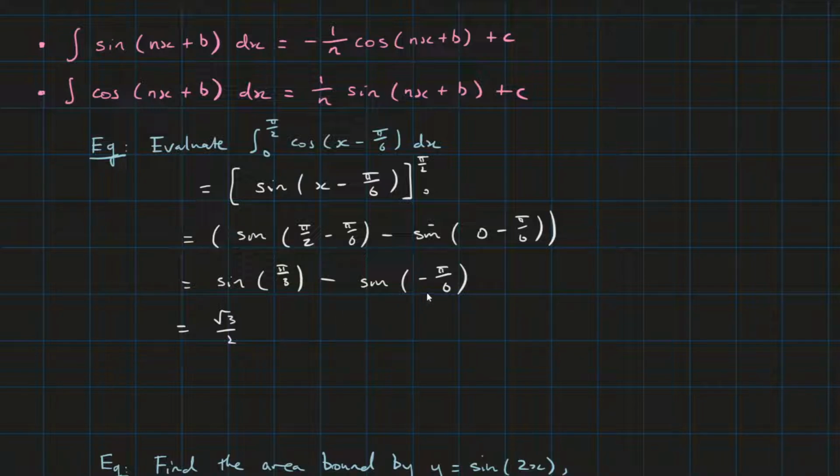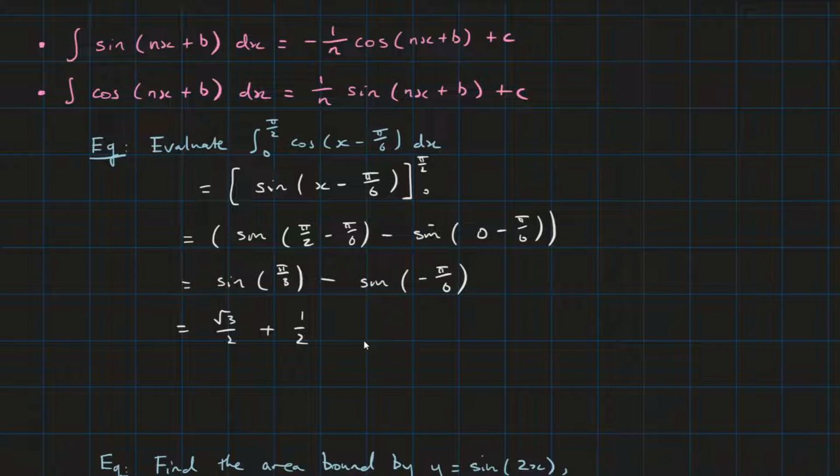Sine of negative pi on 6, you could take the negative out of a sine and it becomes negative. But then negative cancels out with this minus, so it becomes plus sine of pi on 6. And we should know that sine of pi on 6 is equal to 1/2. So the exact value of our definite integral is square root 3 over 2 plus 1/2.